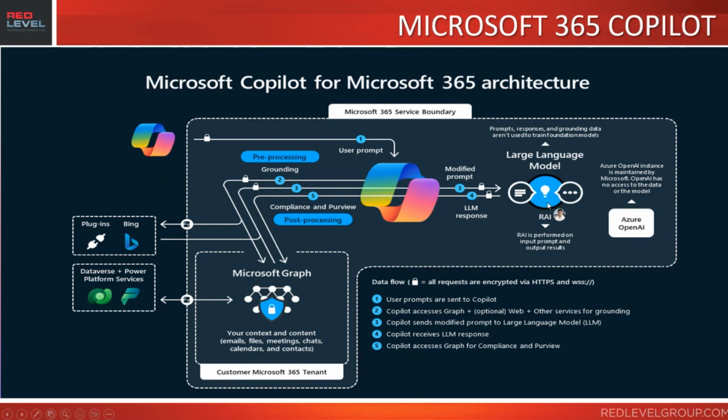If you have a question, what's an LLM or large language model? It's a type of AI that can understand, process, and generate human language. Then Copilot reviews the LLM response. It accesses Graph for compliance and review, and then helps us with the response. So this is how Microsoft 365 Copilot works on the back end.